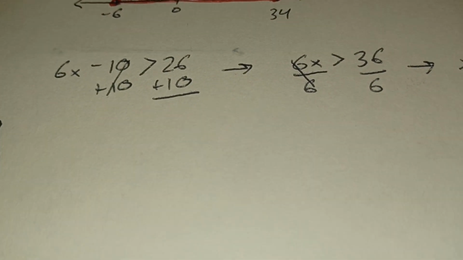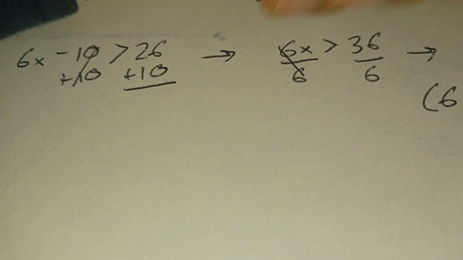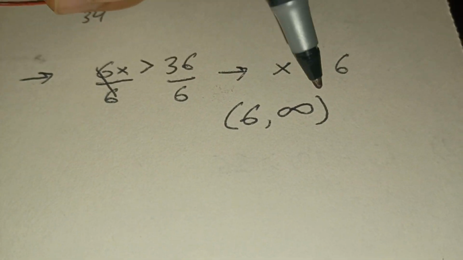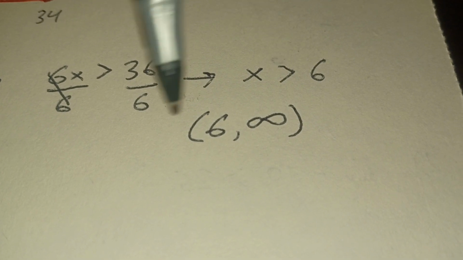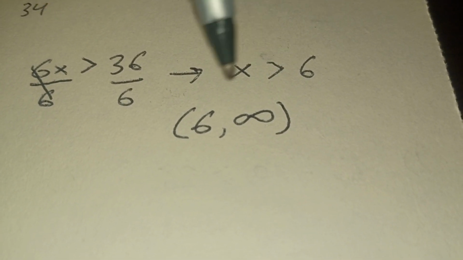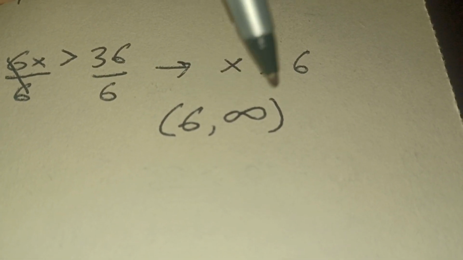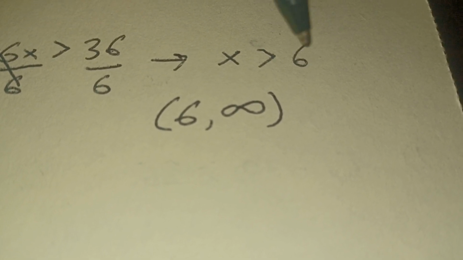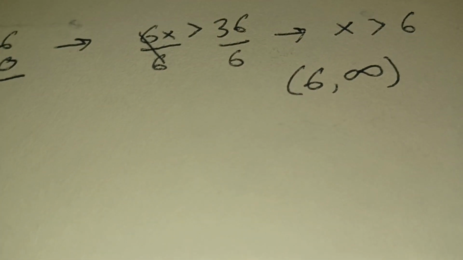So the way we write that is parentheses, 6 comma infinity, because this is indicating that x is greater than 6, so it can go all the way up to infinity, but it cannot be less than 6. So, parentheses 6 comma infinity. And one thing to note is that we never use brackets on infinity. We always use parentheses.